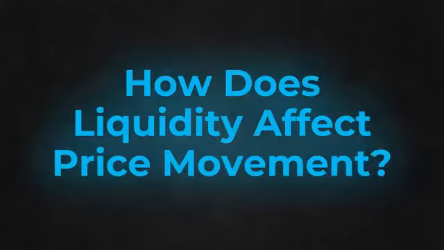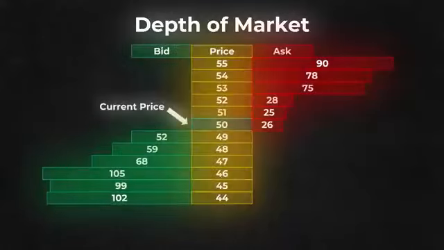So how does liquidity affect price movements? To fully understand how liquidity affects price movement, we need a visual representation of what is called the depth of market, also called the DOM. The depth of market will show the total number of contracts, shares, or lots in the form of limit orders above and below the current price. The size of the horizontal bars is proportional to the depth of the market.